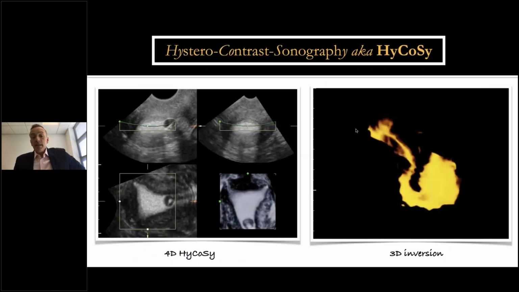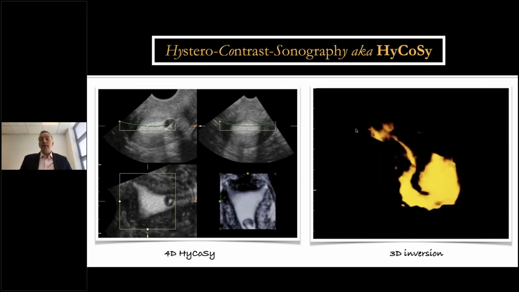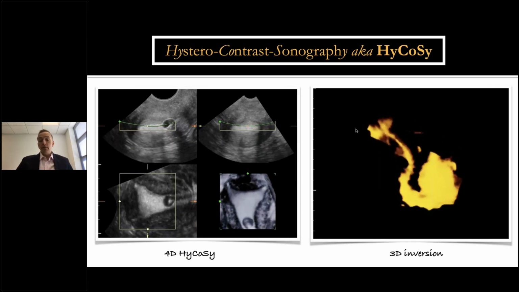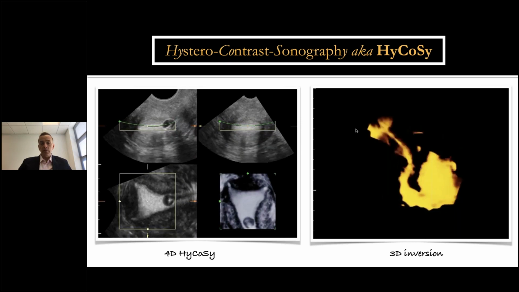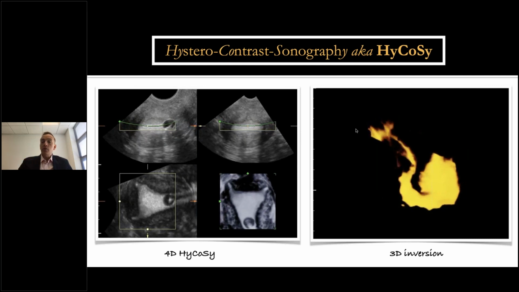In terms of tubal patency, we can do a standard HyCoSy. So HyCoSies are very good, very straightforward. We've got an example here of a 4D HyCoSy in inversion mode to show the flow of the fluid. In my experience, we use 2D for most cases, but again, it's all about how you use 2D.